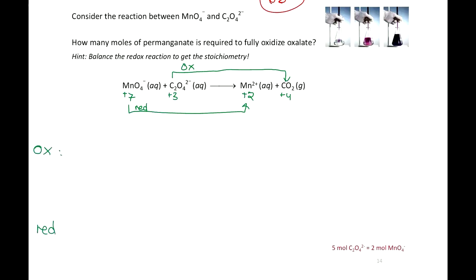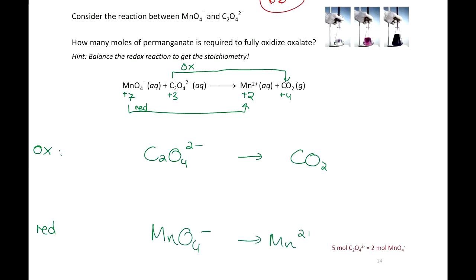So oxidation, C2O4 2- goes to CO2. Then MnO4- goes to Mn 2+. Okay, now it's time for balancing. Balance the carbons. So I need 2 in front of CO2. Are my oxygens balanced? Yes, they are. 4 on each side. Are my hydrogens balanced? Yes, because there are none. So next I just add electrons. I'm going to add 2 electrons on my product side to make both sides -2. And that is consistent with an oxidation reaction.